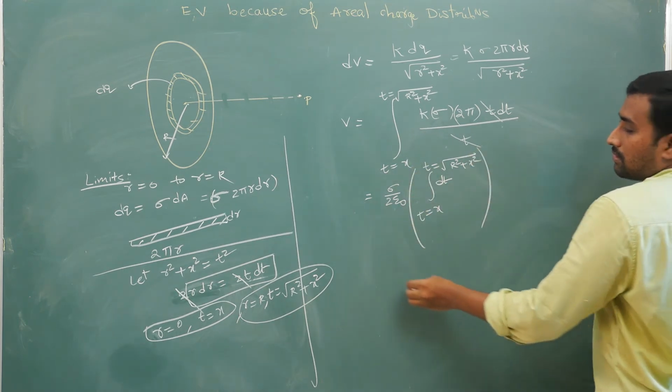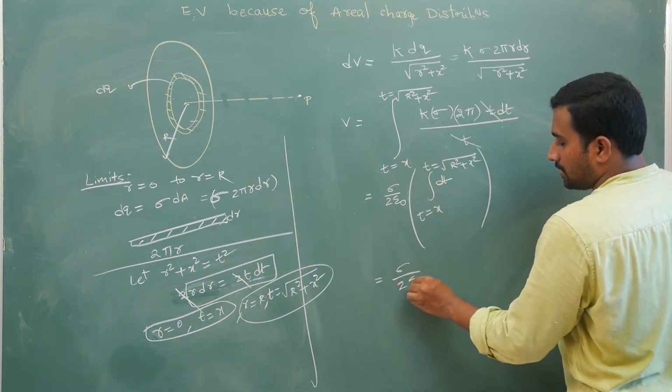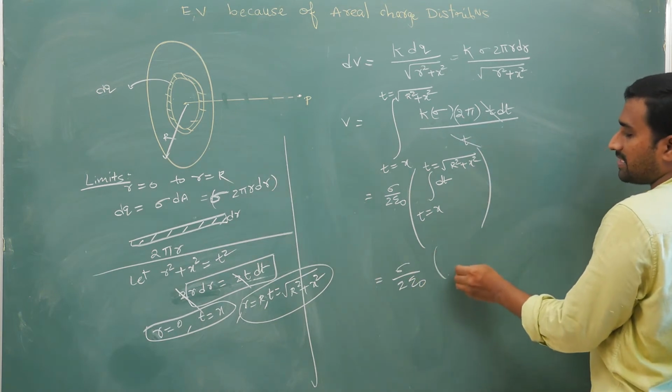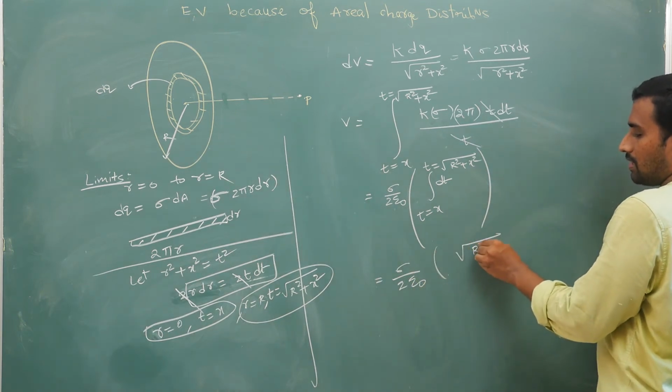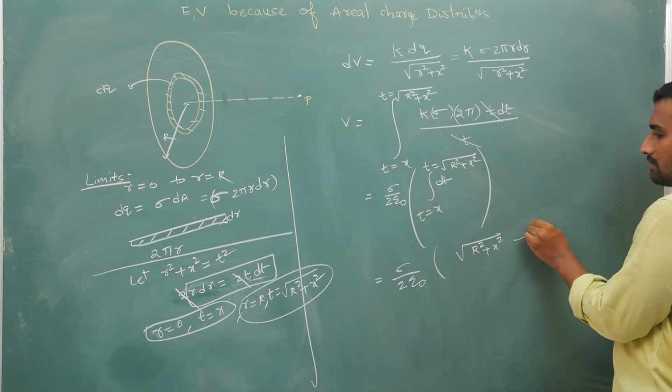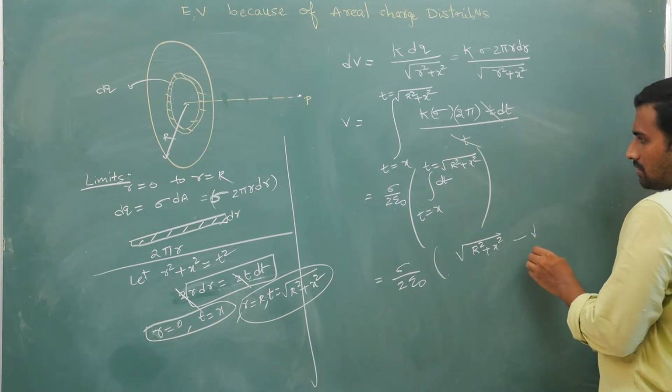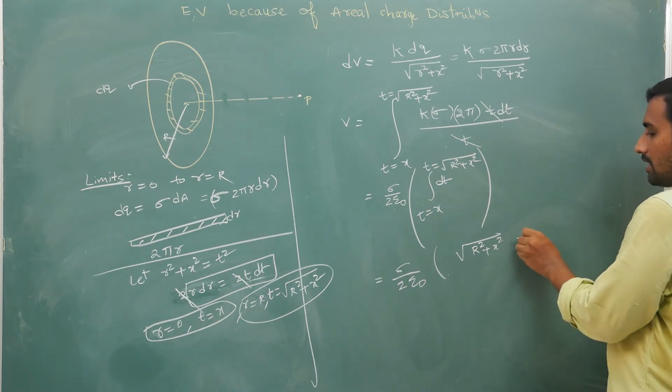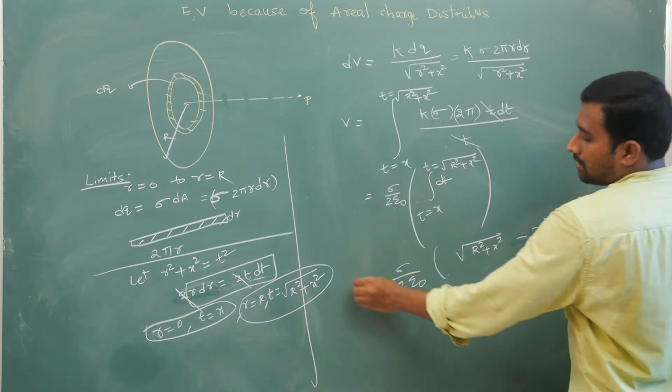Now here this will give you sigma by 2 epsilon naught times the integral of dt, which is t. So that will give you under root r square plus x square minus x. This is your formula for potential.